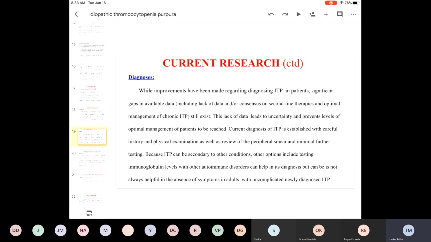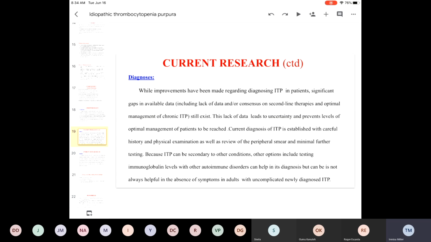While improvements have been made in diagnosing ITP in patients, significant gaps in available data, including data on second-line therapies and optimal management of chronic ITP, still exist. This lack of data leads to uncertainty and prevents optimal management of patients from being researched. Current diagnosis of ITP is established with careful history and physical examination, as well as review of the peripheral smear and minimal further testing.